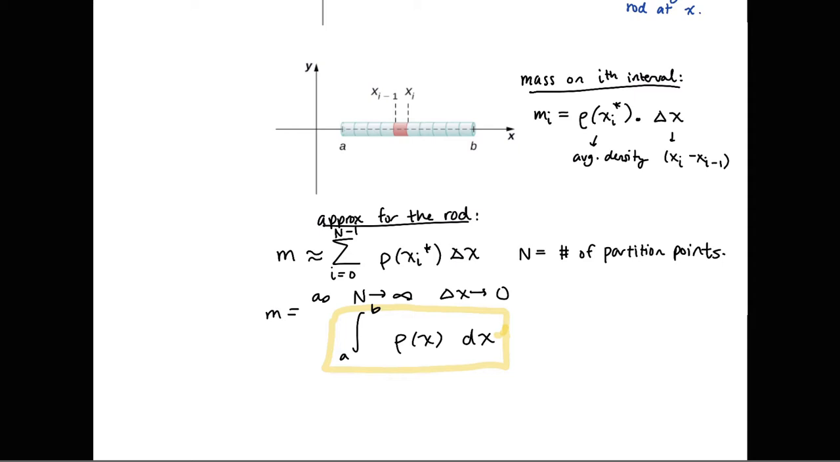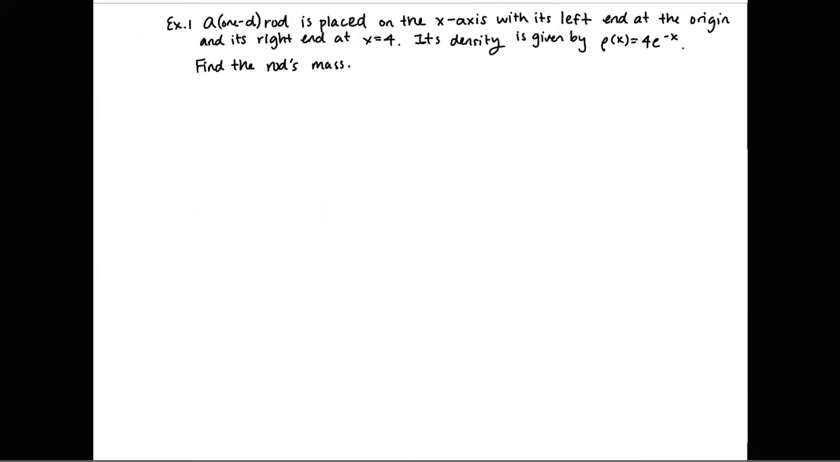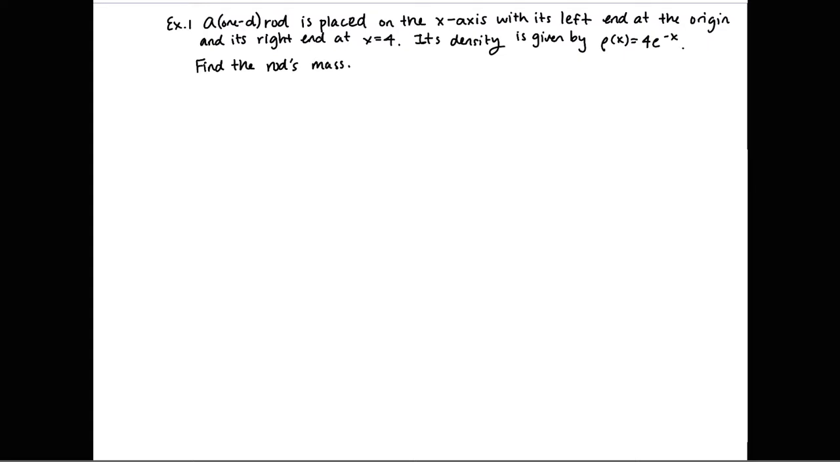Okay, so let's check out an example where we go ahead and use this identity to our advantage. Let's say a one-dimensional rod is placed on the x-axis with its left end at the origin and its right end at x equals 4. Its density is given by the density function rho of x equals 4 e to the negative x, and we want to find the rod's mass. Okay, so our rod is positioned from 0 to 4. So we're breaking it up into pieces from 0 to 4, and we're integrating the density function on that interval.